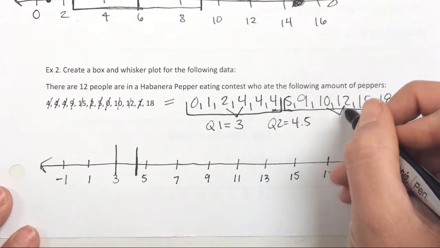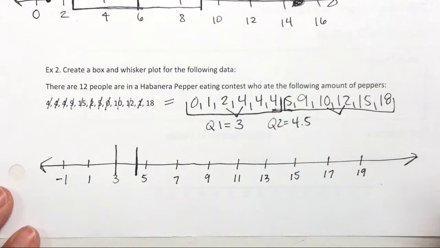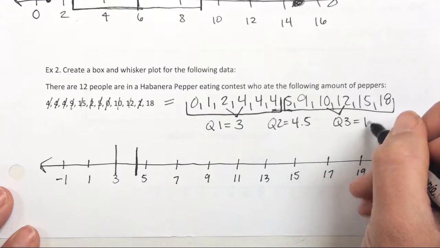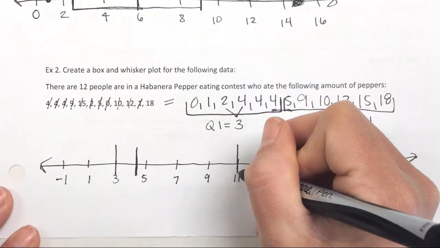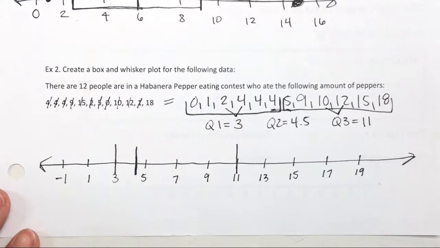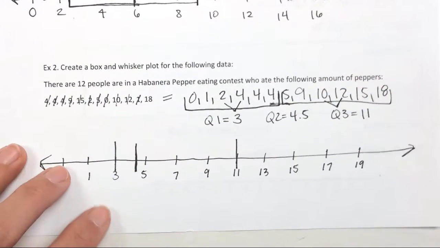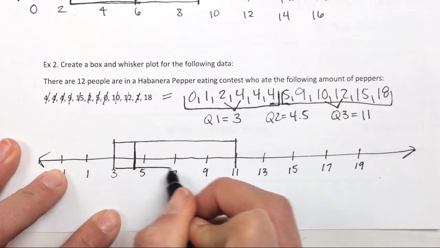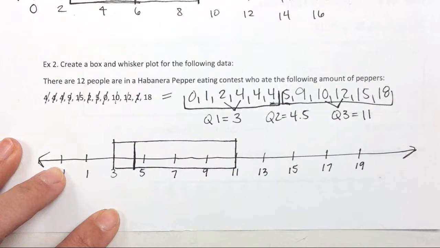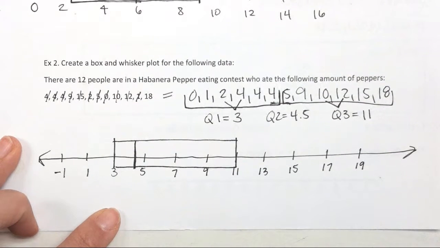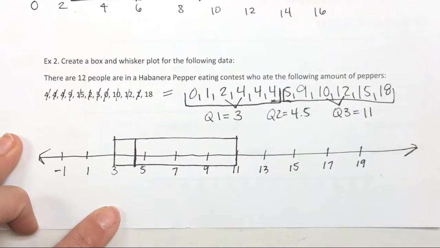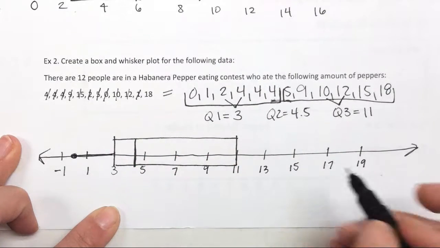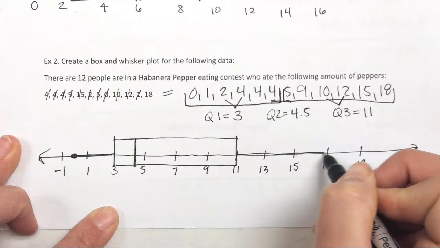Our Q3, we have to add together which two numbers? 10 and 12. And divide by 2, and we'll get what? 11. So that'll be our Q3, our upper quartile. And now we can make our what? Box. And our first whisker is going to go to what? 0. And our next one's going to go to our maximum, which is 18.